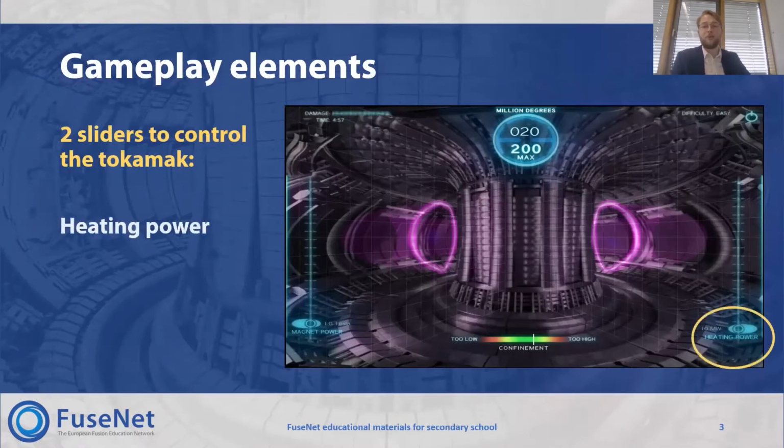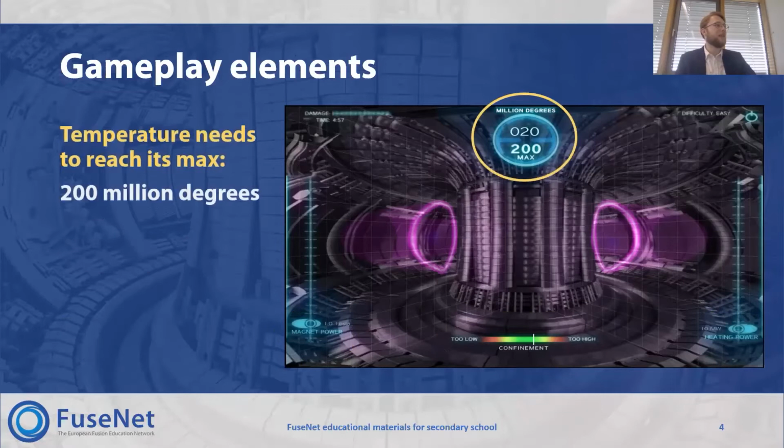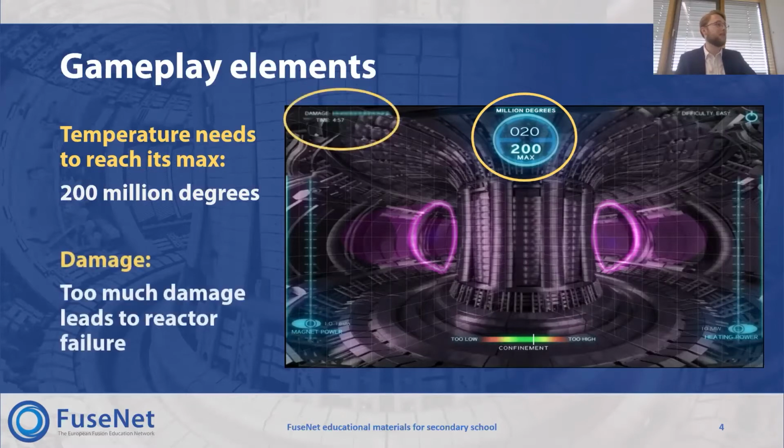It's like you're in the control room and have a window looking into the tokamak itself. The first slider is the heating power, and the second one is the magnet power. So first you heat your plasma, and you keep it confined with your magnets. And you need to play around with both the heating and the confinement to get good confinement. If the confinement's too high or too low, things will start to happen. So it needs to reach 200 million degrees. If you reach that temperature and your device is still not damaged or broken down, you've won the game, and you need to produce as much fusion power as possible getting there.